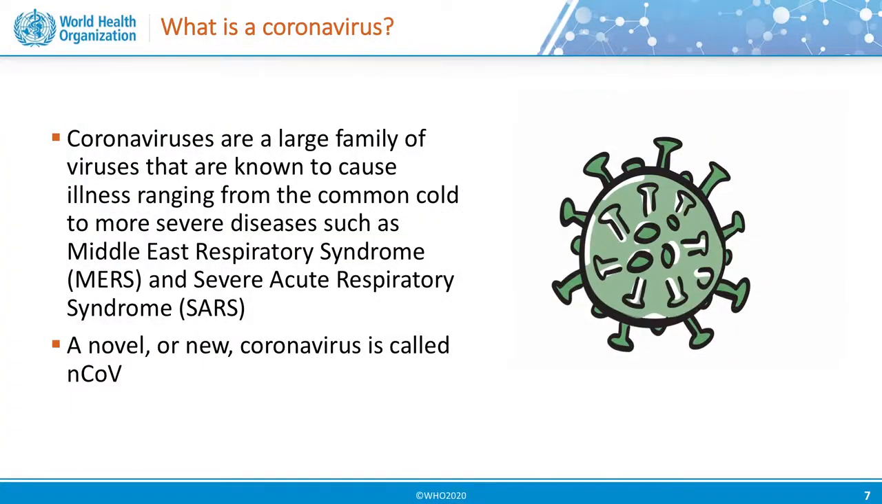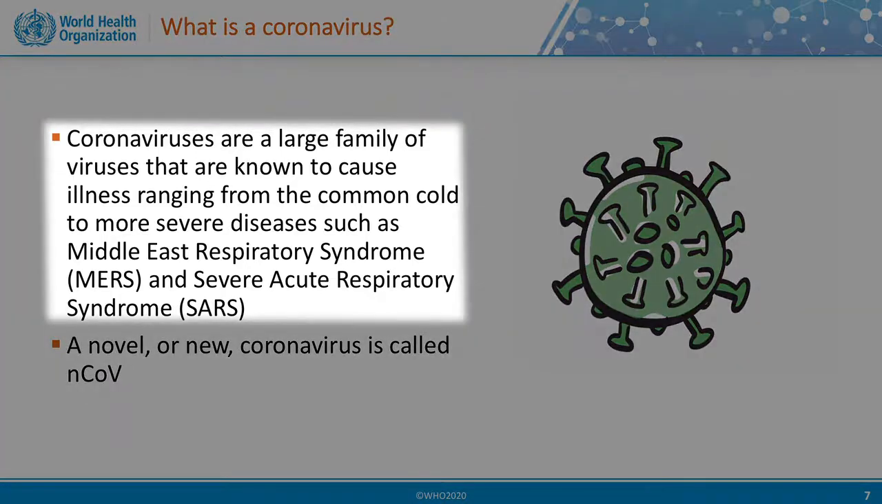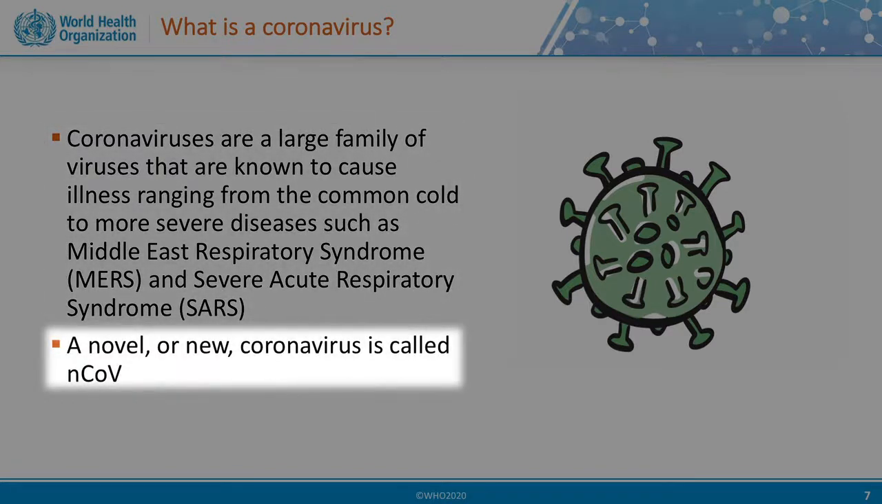So what is a coronavirus? Coronaviruses are a large family of viruses which are known to cause respiratory disease, and these illnesses range from the common cold to more severe diseases such as Middle East respiratory syndrome, which is MERS, or SARS, which is severe acute respiratory syndrome. And now we have this new novel coronavirus called 2019 novel coronavirus, which can cause mild disease all the way through severe disease and death.